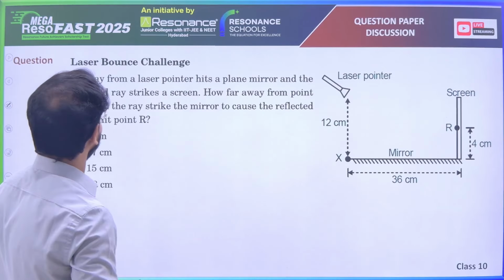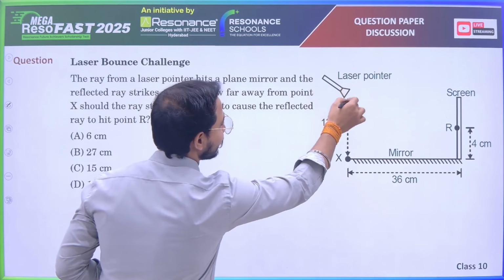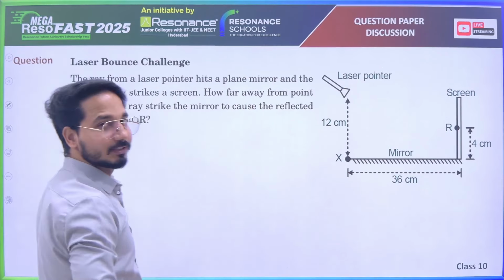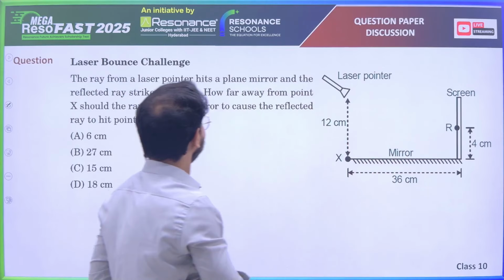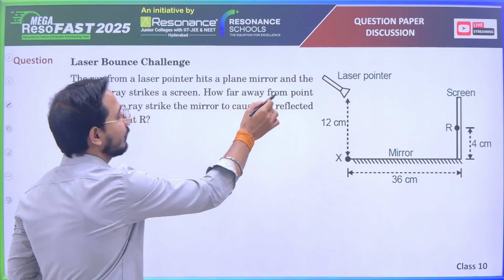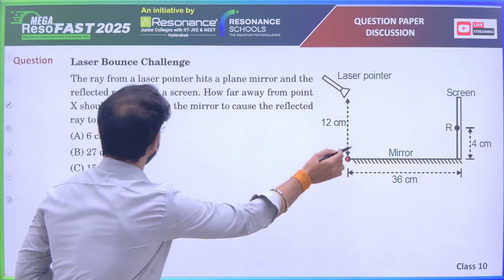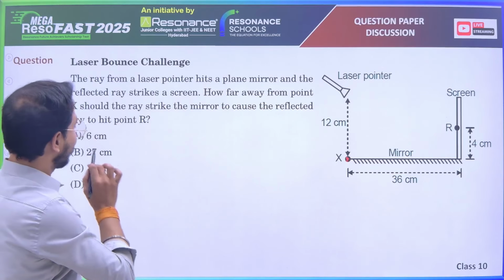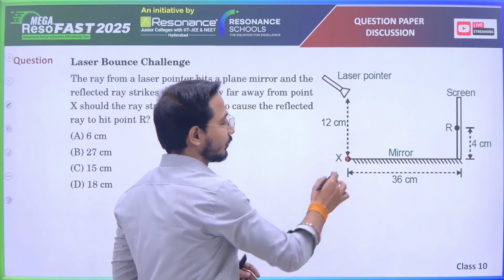Okay, it is saying the ray from a laser pointer hits a plane mirror, and the reflected ray strikes a screen. After hitting over here, the reflected ray strikes the screen. How far away from a point X should the ray strike the mirror to cause the reflected ray to hit the point R? Okay, so this is the figure.